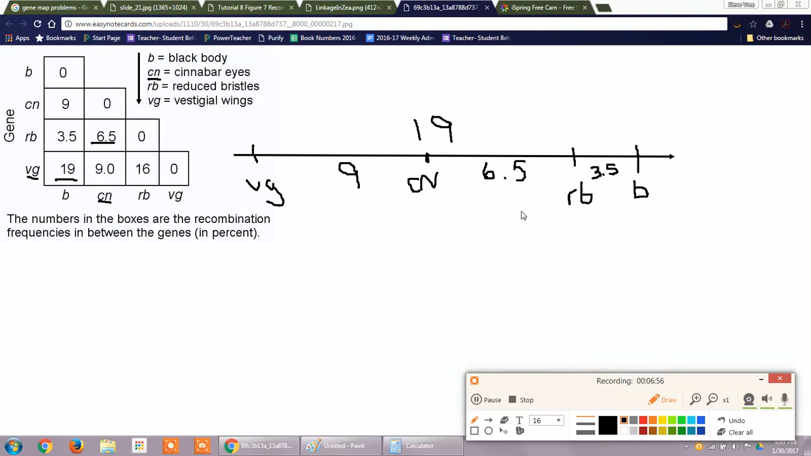So the order of the genes, depending on how they would list it, would be VG, CN, RB, and B. So that's really it. You just got to put the pencil to the paper and play around with the numbers a little bit. Remember to start with the biggest number and then kind of work out the math. It's not too difficult. I think you can figure it out.